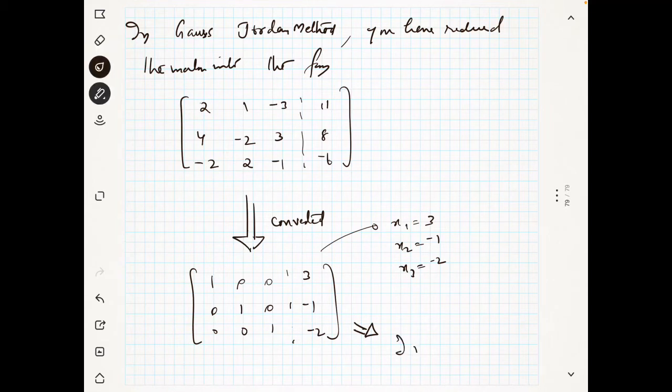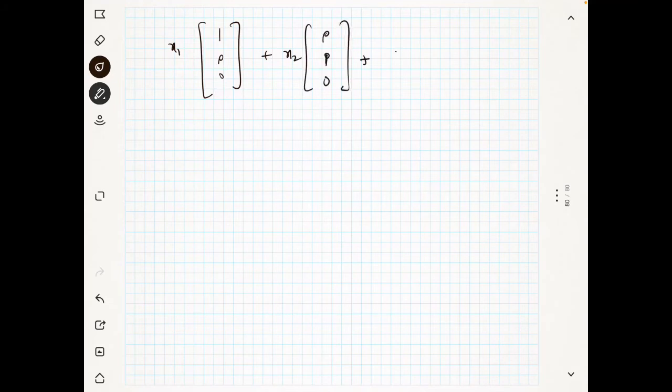I can write it as, you see, this is my x1, so 1 0 0, because you are actually reducing the same equation. So plus x2 into 0 1 0 plus x3 into 0 0 1, which you will get as 3, minus 1 and minus 2. That's why you are getting like this. Now you see that you are getting the equation like this.